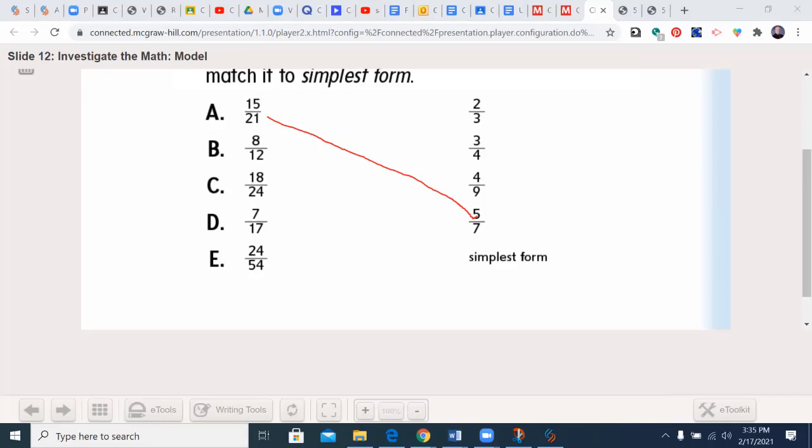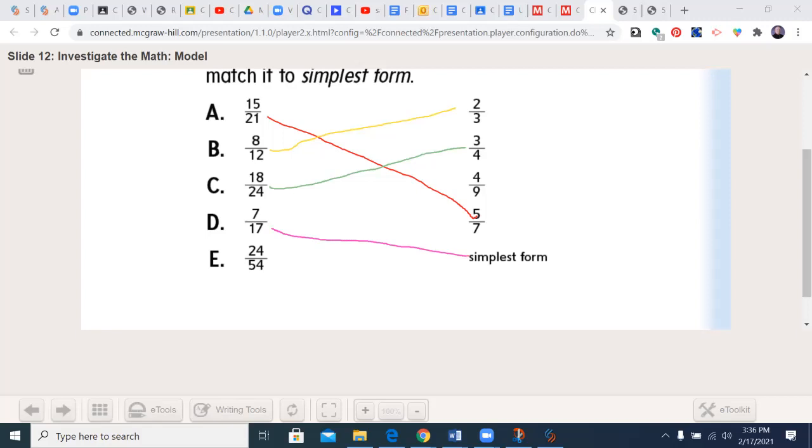8/12. 4 goes into 8 and goes into 12. So 8 divided by 4 is 2. 12 divided by 4 is 3. So it's 2/3. 18/24. 18 and 24 are both divisible by 6. So 3/4. This one would actually match up with our previous example. 7/17. These are both prime numbers. They're in simplest form.